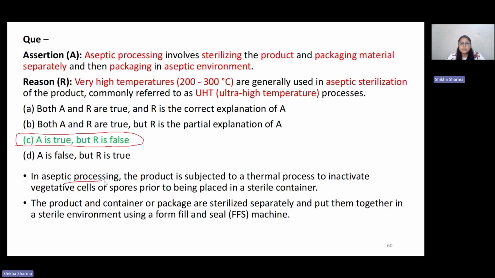So in aseptic processing, the product is subjected to a thermal process to inactivate the vegetative cells or the spores prior to being placed in a sterilized container. The product is sterilized differently and the package is differently sterilized, and then they are put in the sterilized atmosphere. So the product and the container or package are sterilized separately and then put together in the sterilized environment using a form, fill and seal machine.